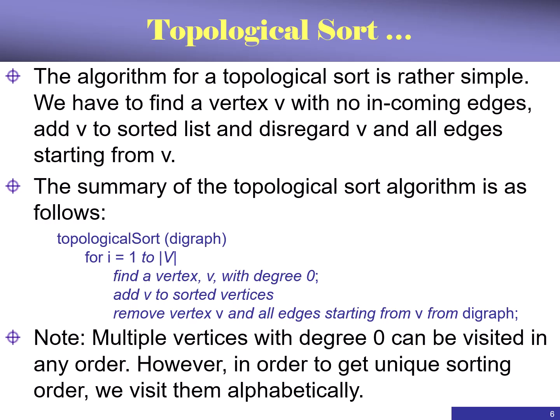Actually, you can go in any order, but in order to get a unique answer, we are going to follow some technique. We are going to visit them alphabetically, adding them to the sorted list in an alphabetical manner. Let's assume that you have two vertices with in-degree 0, A and E. Don't take them in any order, just take them in alphabetical order. So visit A and then E.